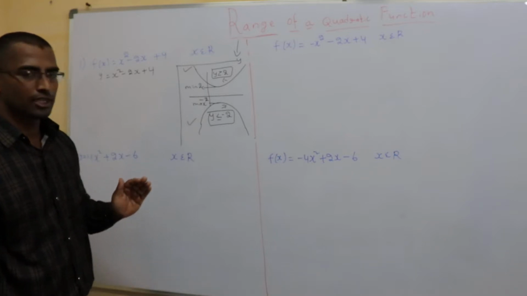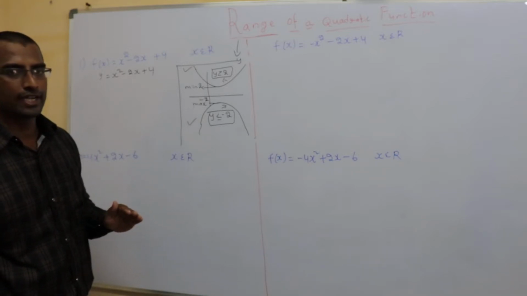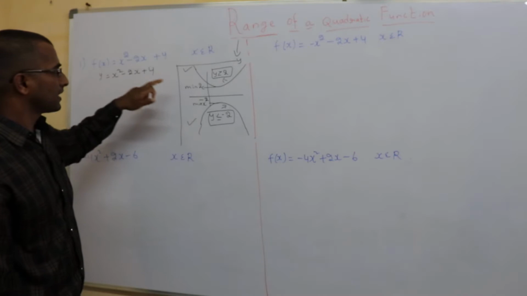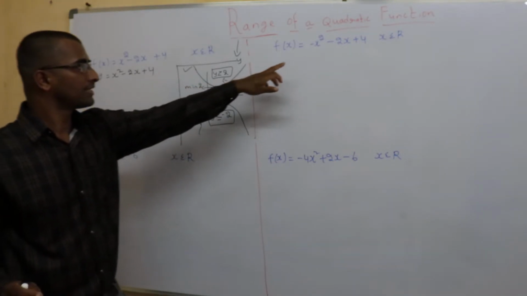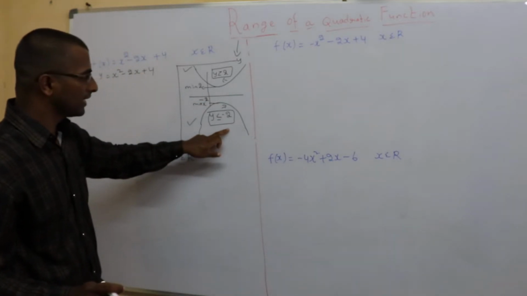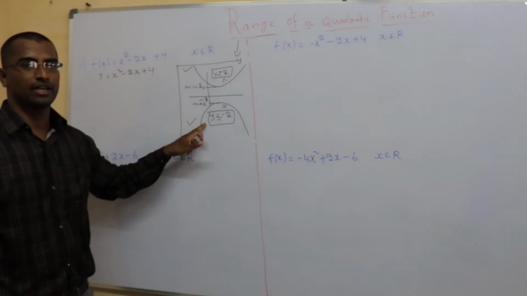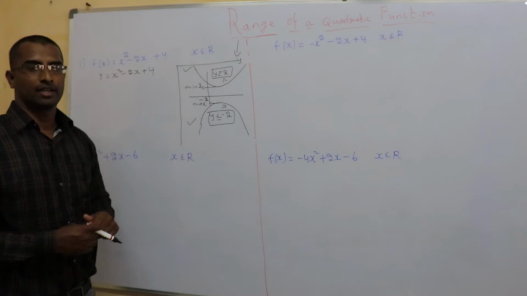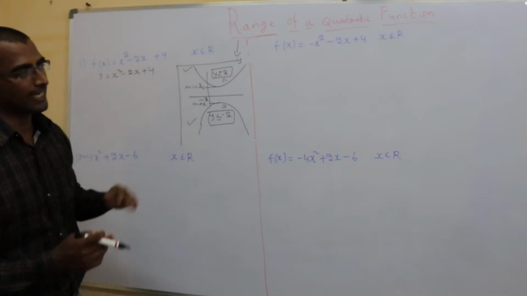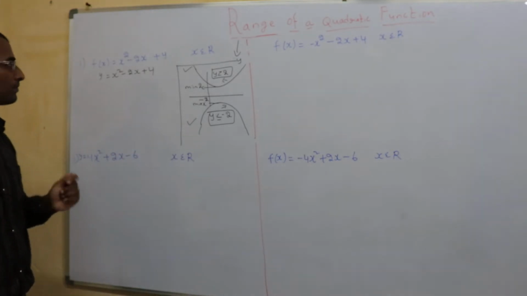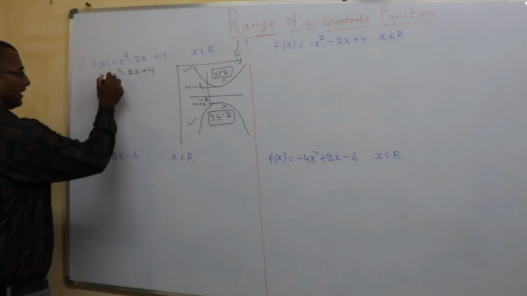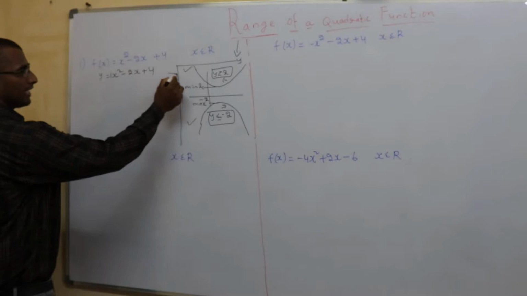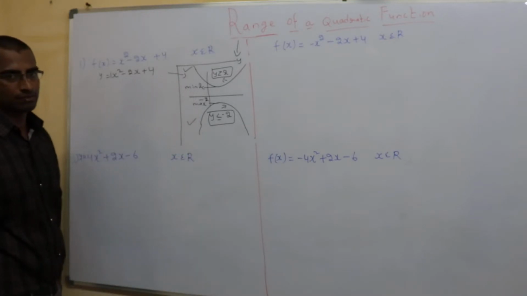Clear? First you need to decide which type of graph you will get. If it's a positive sign, you get this one, and this will be the range. If it is a negative sign before x square, you get this kind of graph, and this will be the range. Clear? Let's apply this in our example. Now x squared minus 2x plus 4. Here I have a positive sign, so I get this type of graph.